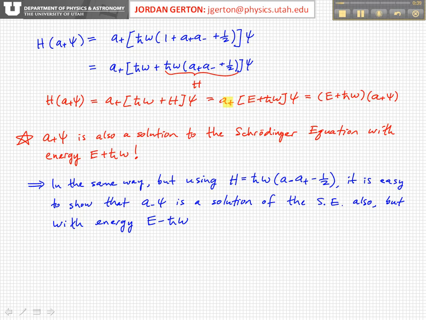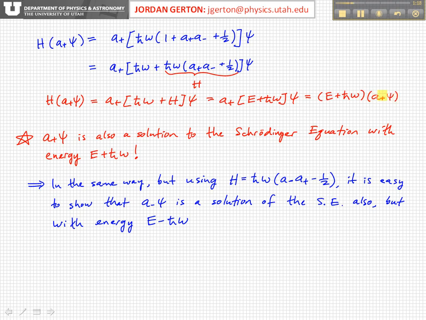Okay, so we have a plus times the energy plus h bar omega times psi, and then we realize that this is just a number. E plus h bar omega is just a number. We know the energy. We stipulated that we know the energy. H bar omega is just a number, and a number always commutes with an operator. So some number times a function always is equal to that same function times the number, and so we can rearrange this and recover our a plus psi.